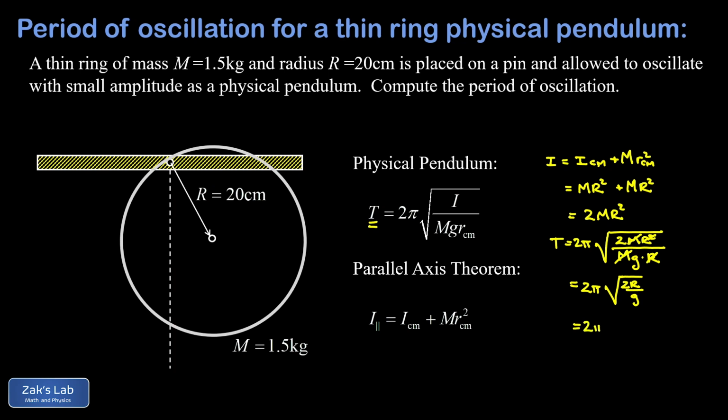And now we're ready to plug some numbers in and find out just a numerical result for this particular ring. And we plug in our radius in SI base units. That's 0.2 meters. And then for g, we'll use about 9.8 meters per second squared. And when I run the numbers on this to 3 significant digits, I find a period of oscillation of 1.27 seconds. And we're done.